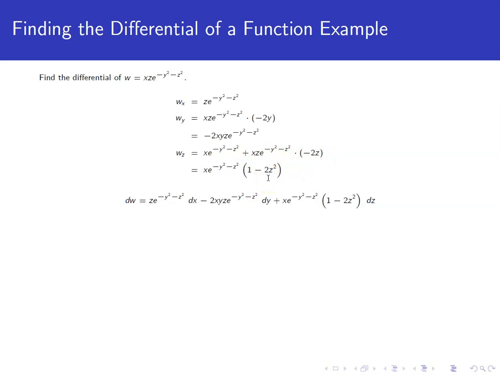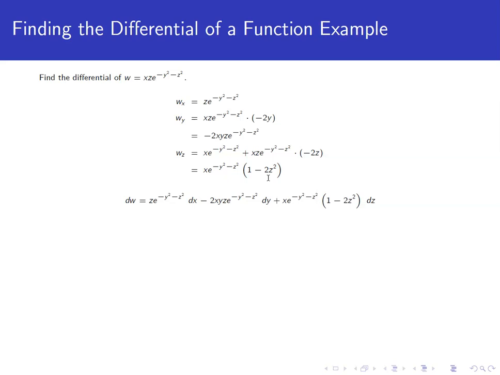We can factor out an x and an e to the negative y squared minus z squared to make things maybe look a little bit prettier. And we're left with a 1 minus 2z squared in that second factor there. I guess technically that's the third factor there. In any event, now we found our first partials.